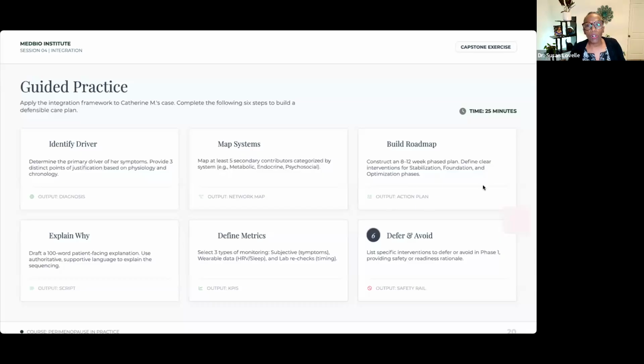Then come up with your roadmap for her, strategically, starting with the stabilization. If she's about to literally fall apart, and sometimes by the time they get to you, they are in that state, then you can't throw a million things at them. You've got to stabilize first. Remember, stage 1 is stabilize, then build a foundation, and then optimize.